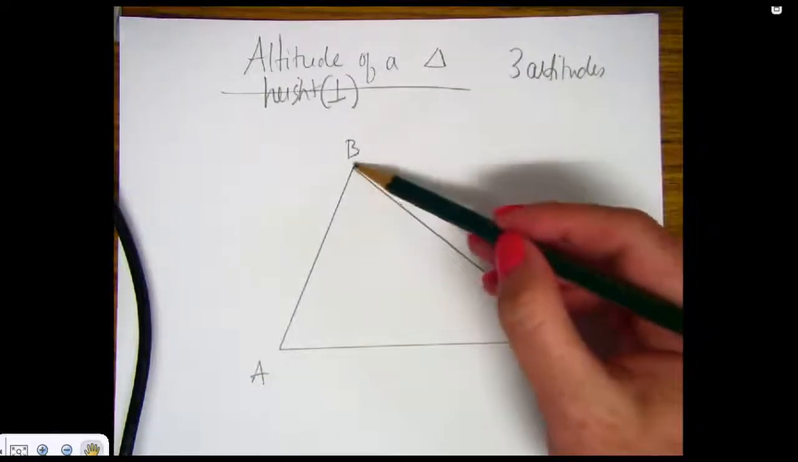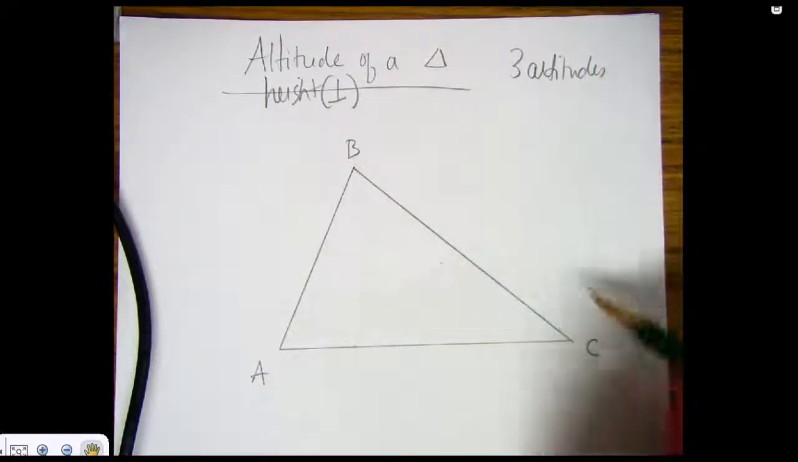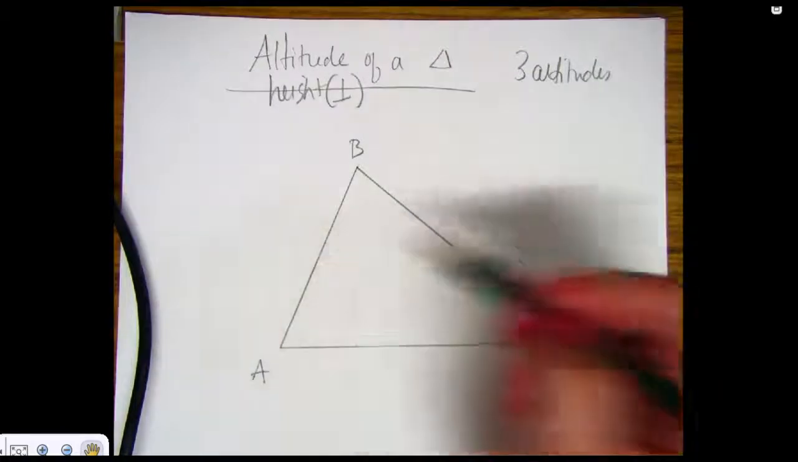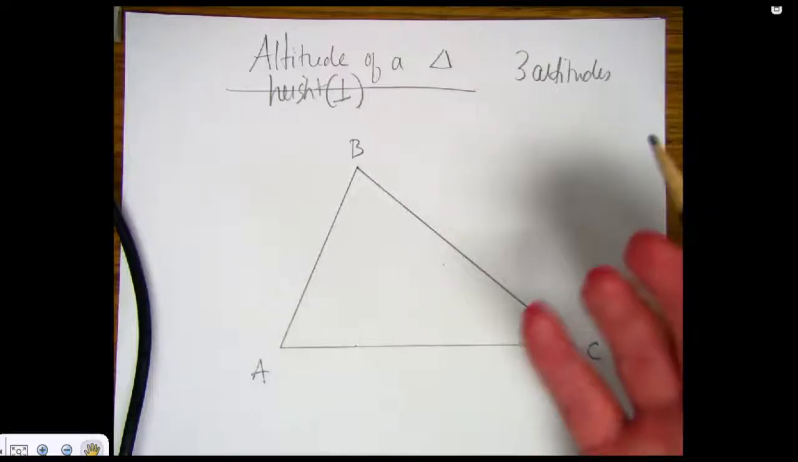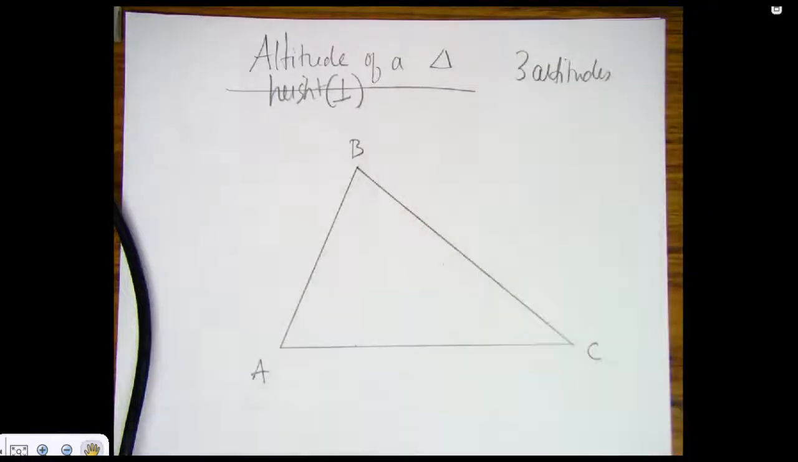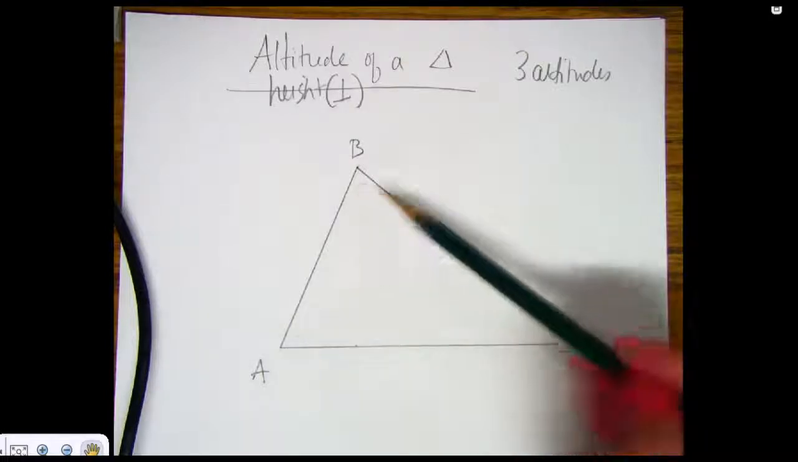Okay, I can draw from B down to AC. I can draw from A to side BC. I can draw from angle C to side AB. So it has 3 vertices and it has 3 altitudes. And it can look different depending on the kind of triangle I have. So my triangle here looks to be acute. Looks like all of these are acute.